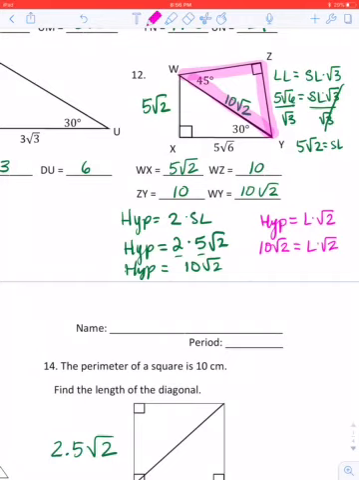And then just like with before, remember up here we divided by the square root of 3 to get the short leg by itself. So we're going to divide by the square root of 2 to get the leg by itself. But I already have a square root of 2 on the left, so that also cancels out. So that means my leg is going to be 10 for WZ and also 10 for ZY, because they're the same in a 45-45-90 triangle.